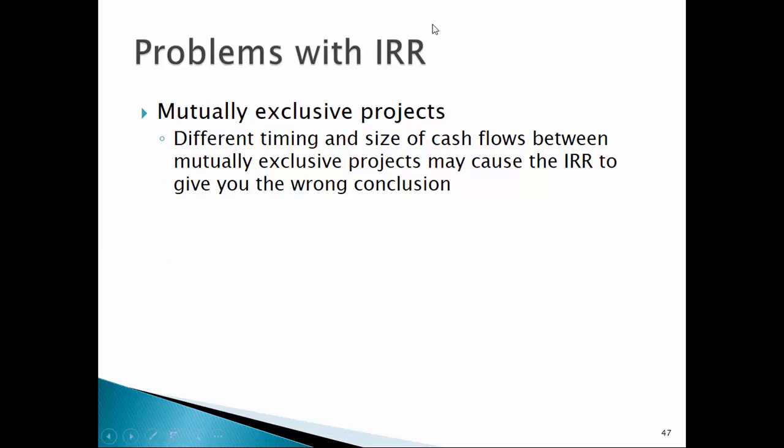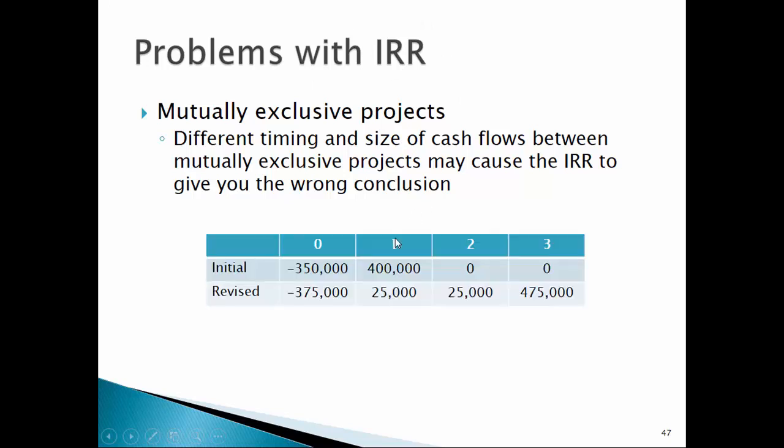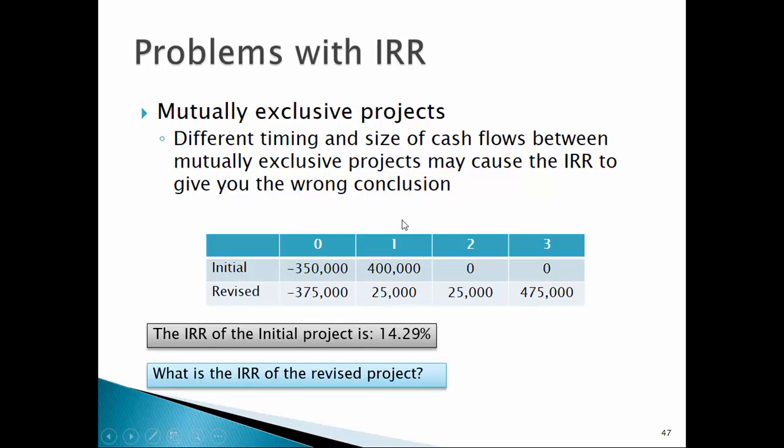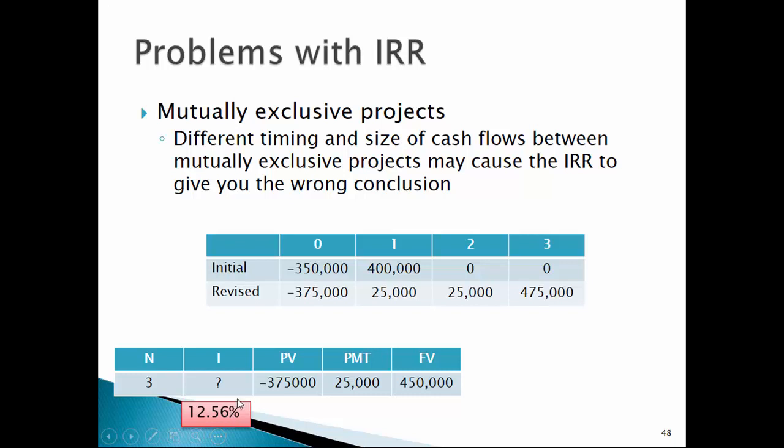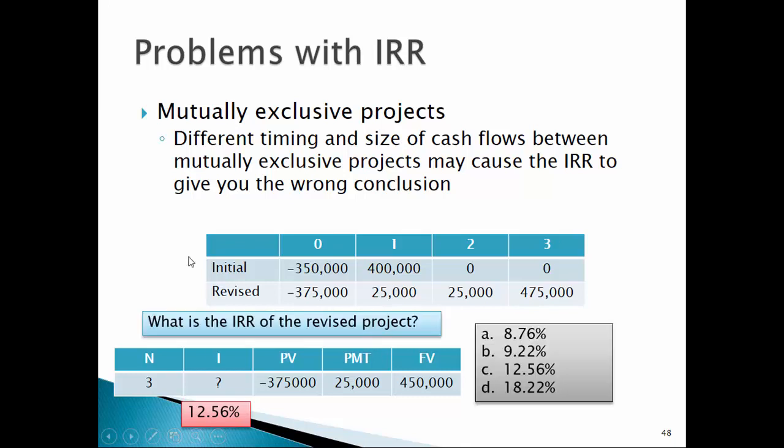We've also discussed this briefly when I talked about IRR, in that it's possible, if you are trying to choose between two projects, and I've got two projects here, that if we calculate their IRRs, you'll find that the IRR of this project is 14.29%, and the IRR of the revised project is 12.56%. So you can put those numbers in your calculator and be sure you get those answers.